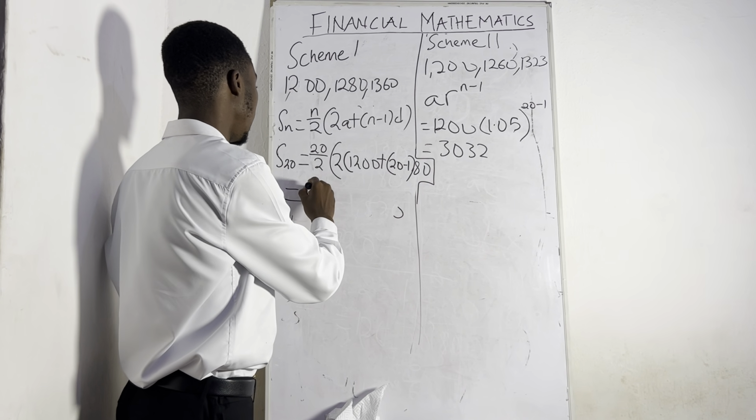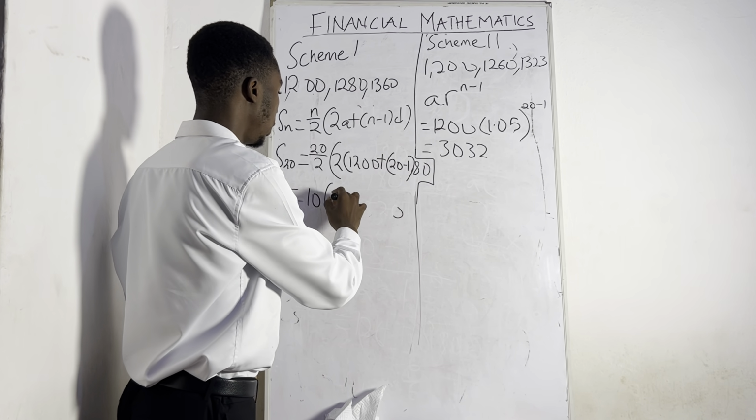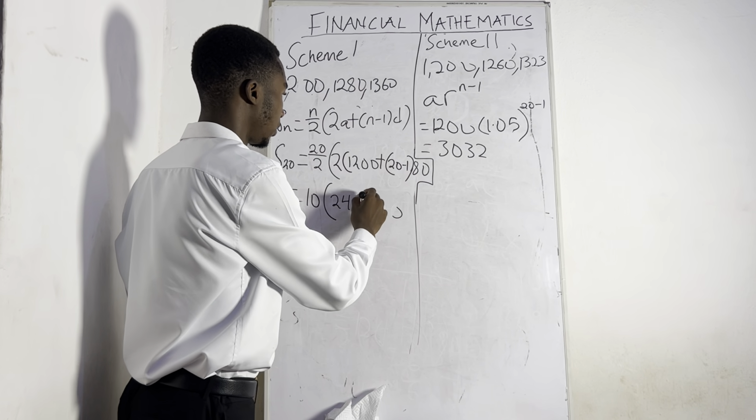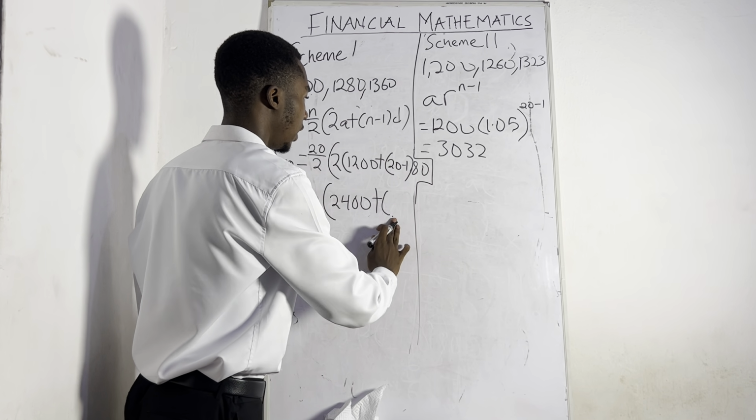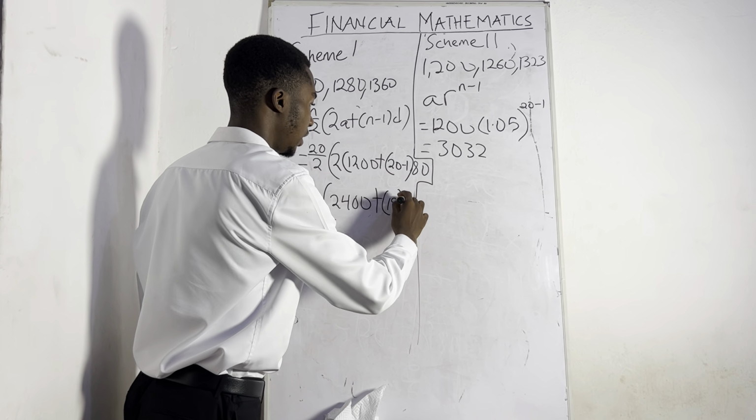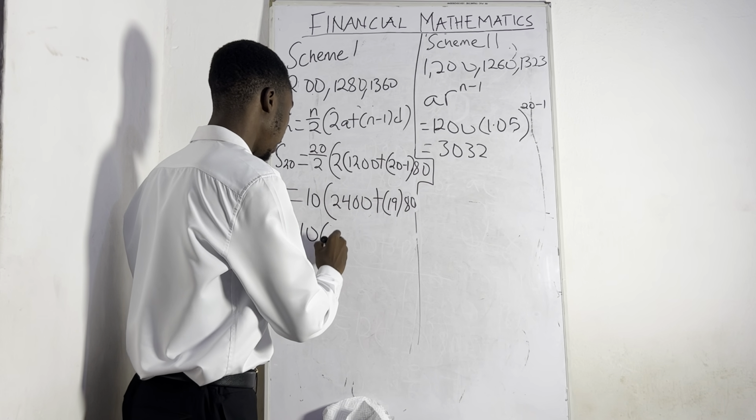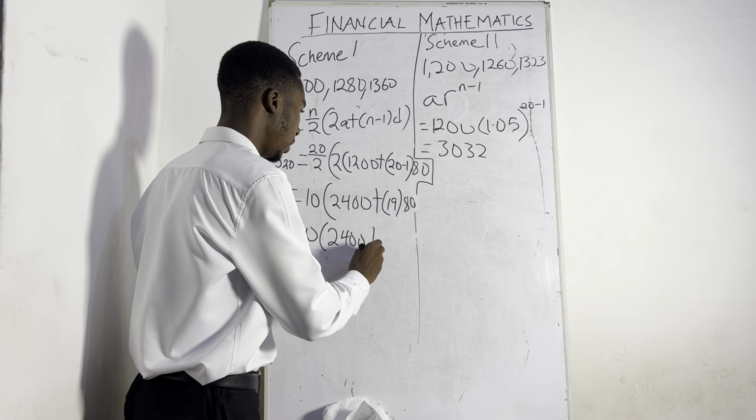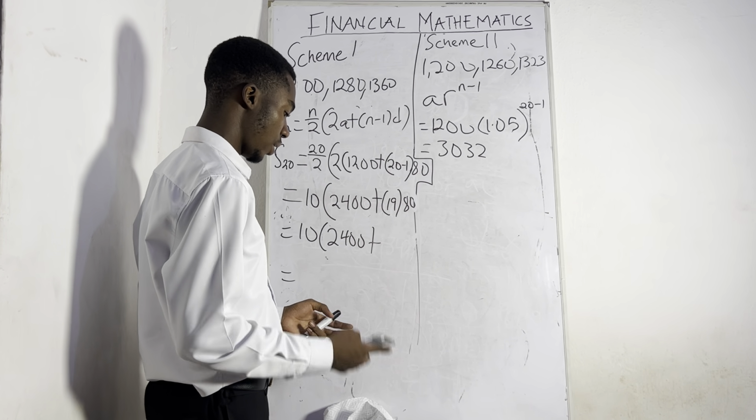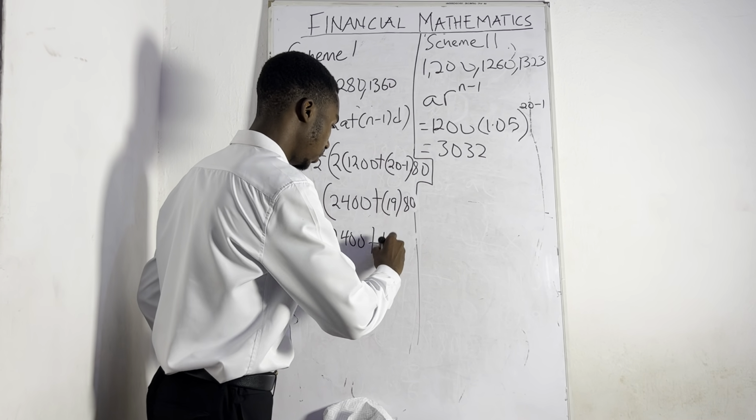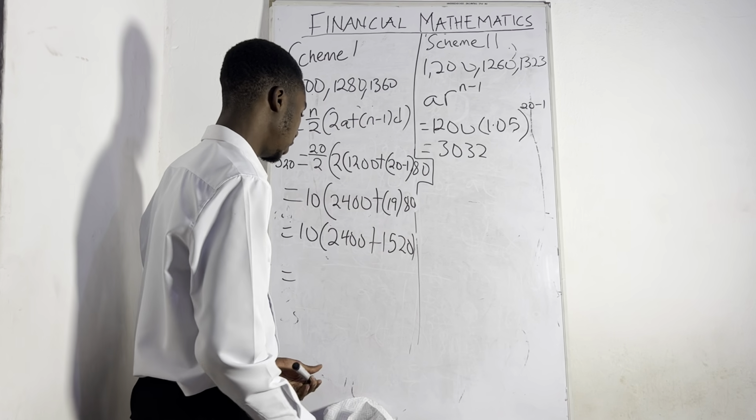So 20 over 2 is 10. Into bracket 2 times 1200 will give you 2400. Then plus into bracket 20 minus 1 will give us 19. Then times our 80. So when we simplify this, we have 10 into bracket 2400 plus 19 times 80. So let's punch 19 times 80 on the calculator. So 19 times 80, we're getting 1520. So now we can punch all this on the calculator.